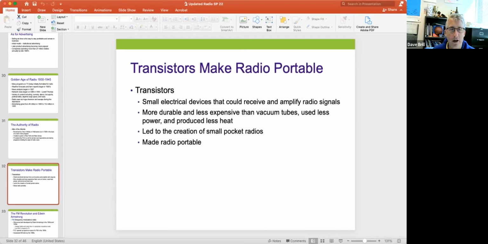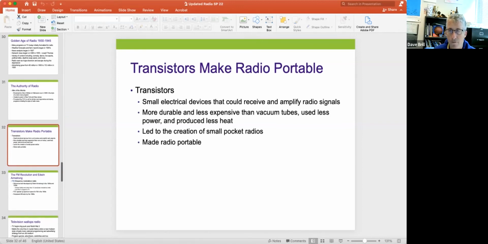Okay, so from the technological end, these transistors, small electrical devices that could receive and amplify radio signals, right? So we go from having these huge radio sets in living rooms to suddenly being able to take radio on the go. It became very portable. They were more durable and less expensive than vacuum tubes. They used less power and produced less heat. They led to the creation of small pocket radios and really ushered in radio's portability for years to come.